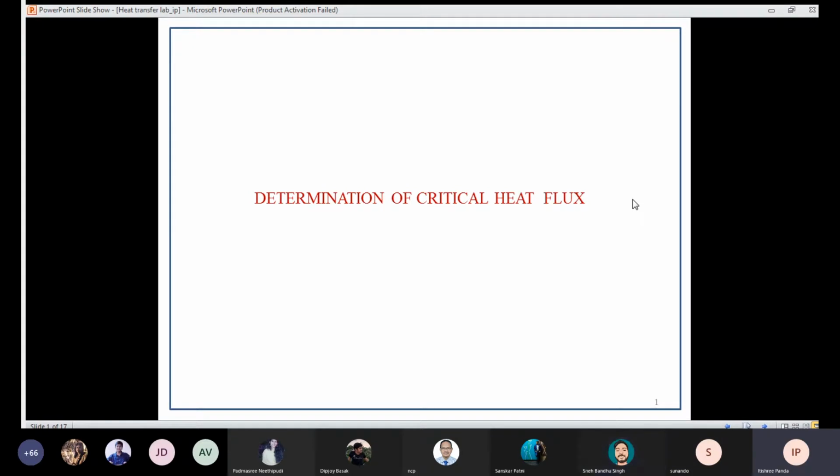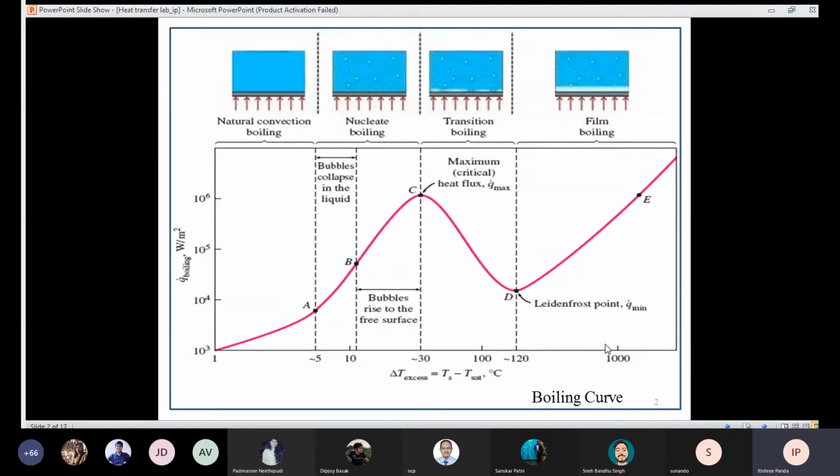Okay. So, today we are going to understand two experiments. The first one is the determination of critical heat flux. Let's talk a little bit about the concept of it. What we are going to understand here is the critical heat flux of a nichrome wire which is submerged underwater.